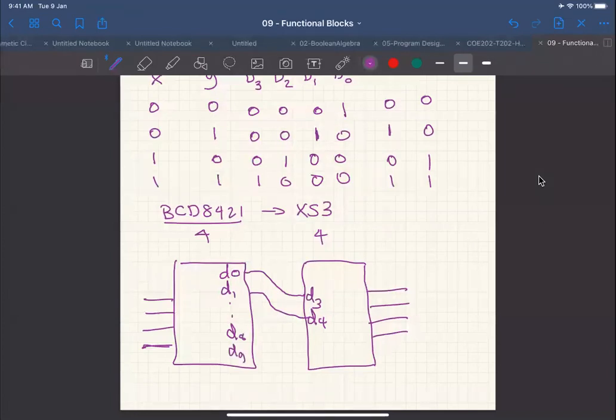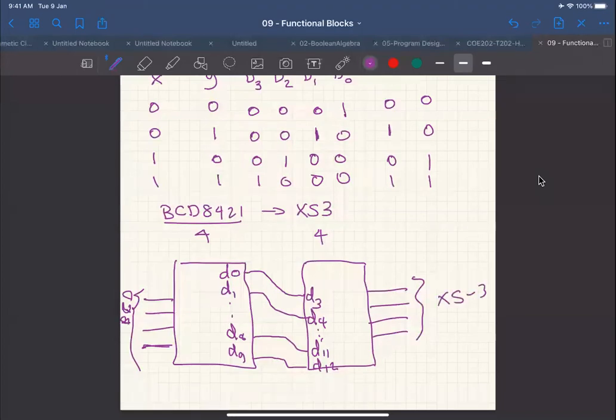This is the maximum. We're not using the other outputs of the decoder because they are invalid BCD inputs. So this is basically a 4 to 10 decoder. So this is going to be 8 plus 3, which is 11, right? So this is going to be D11, and then D12. So this is going to be my BCD, and this is going to be my XS3.